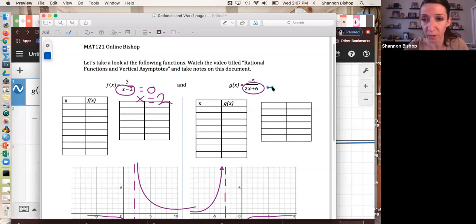On this one, when does 2x plus 6 equal 0? Well, when x equals negative 3. That's when the error is on that one. So you'll always have to identify where that error point is.